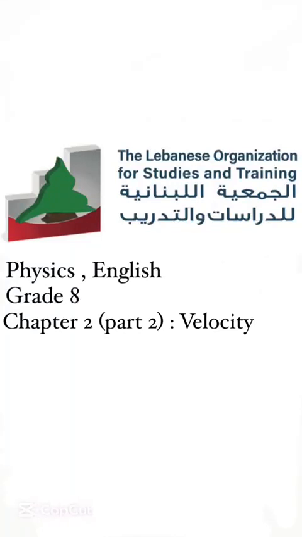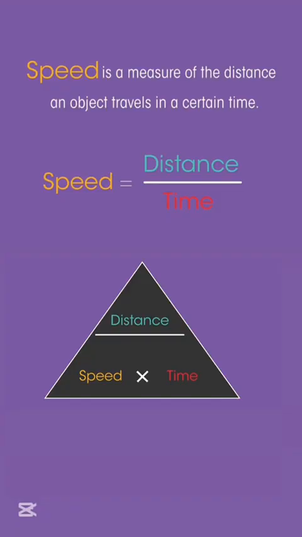Hello dear students, today you are going to learn with me the part 2 of chapter 2, velocity. We start by defining speed. Speed is a measure of the distance an object travels in a certain time. If you transform this definition into a rule, it will be speed equals distance over time, or distance divided by time.